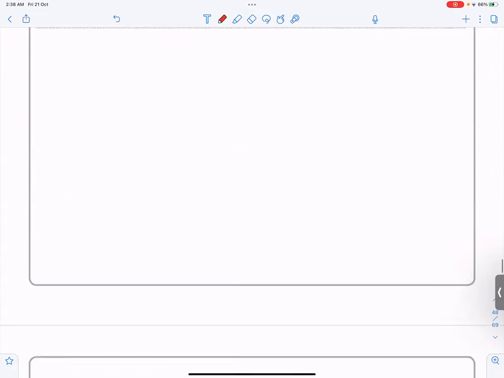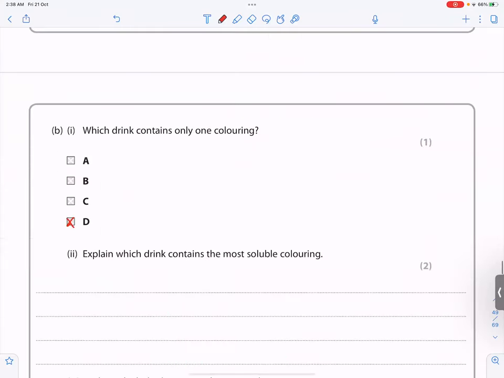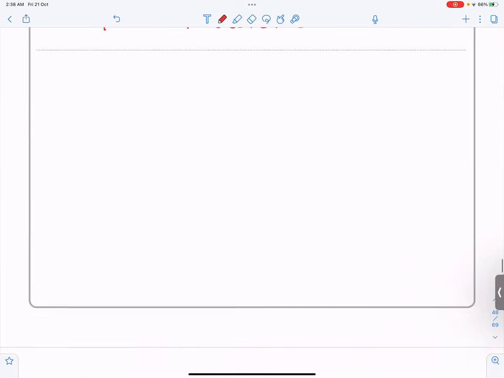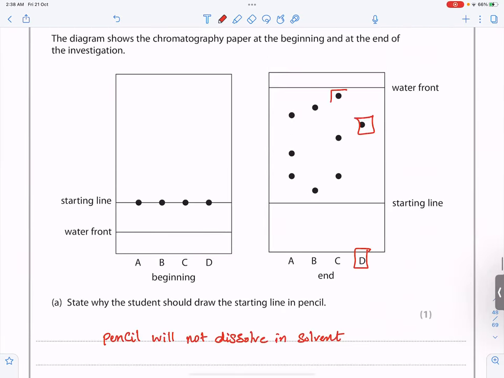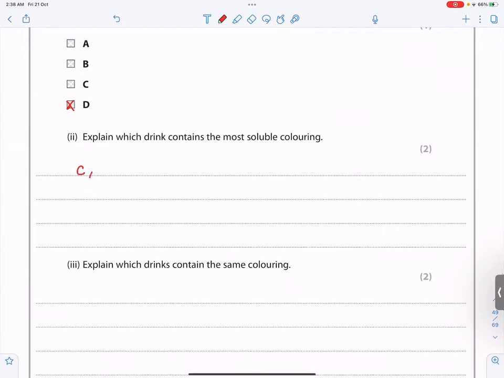Which drink contains only one coloring? Here we find that ink D has only one coloring. So it is ink D. Explain which drink contains the most soluble coloring. If we look at C, we find a spot that traveled a greater distance. So here we say C, because one spot moved the greatest or furthest distance on the chromatogram.